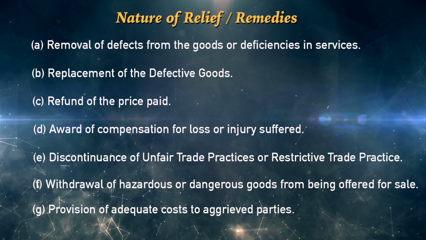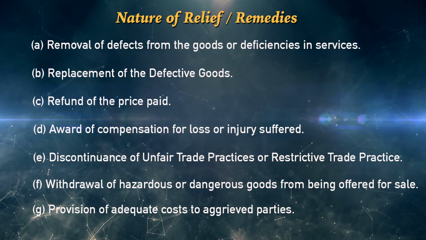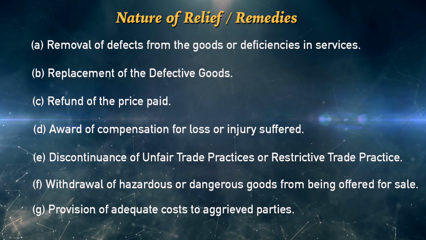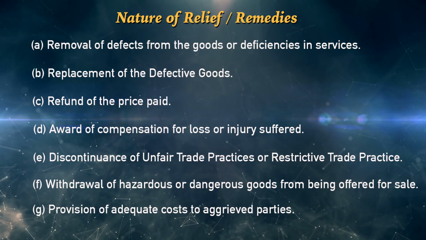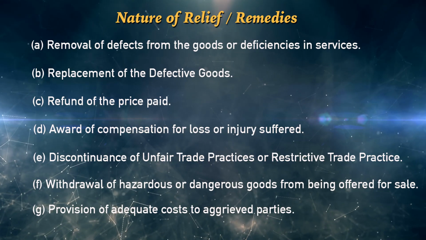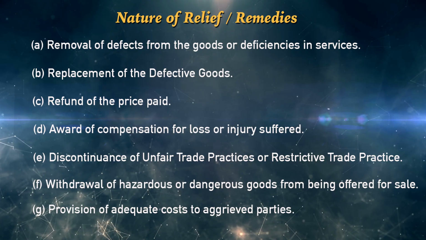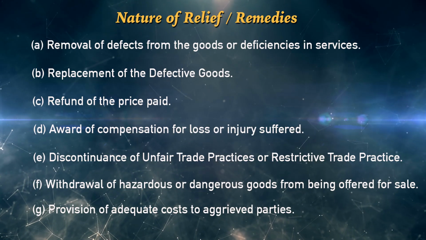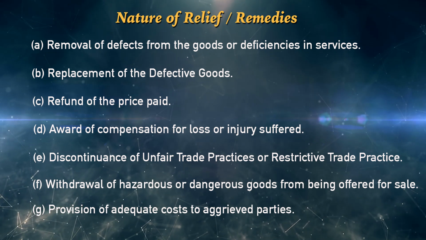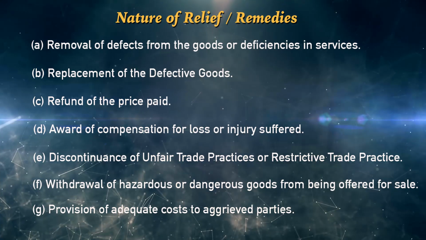Now, nature of reliefs. One is you can ask for the removal of the defects from the goods or the deficiency in the services. Or you can ask for the replacement of the defective goods. In the case of a vehicle, you can ask for a new vehicle. Or if you are not satisfied and no longer interested in the good, you can ask for the refund of the price. And you can also ask for compensation for the loss or injury suffered. I talked about the loss that occurred in the Bhopal example. You can ask for adequate compensation, the value of the goods, and also whatever compensation you want.